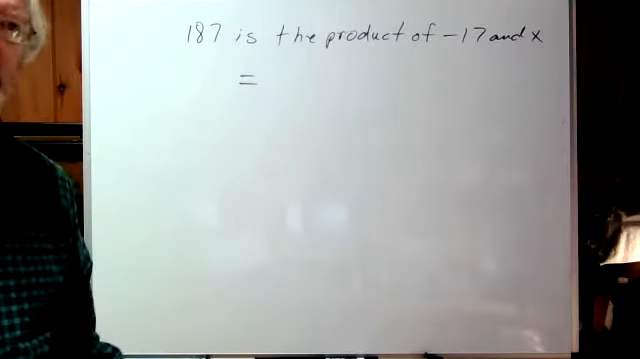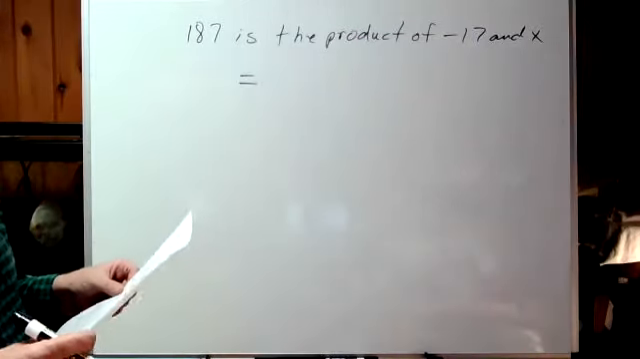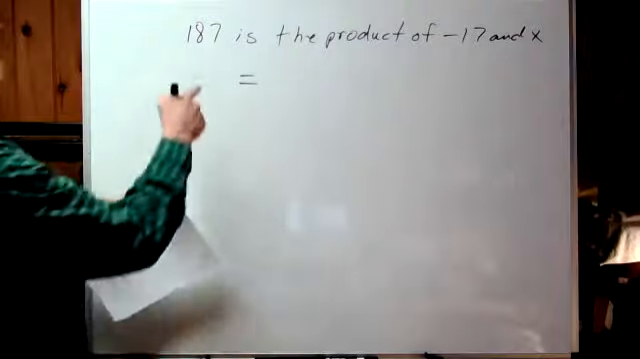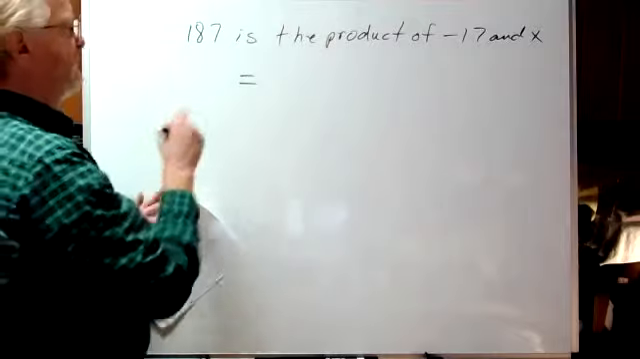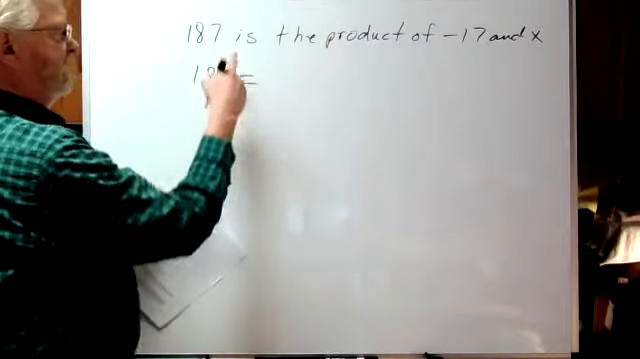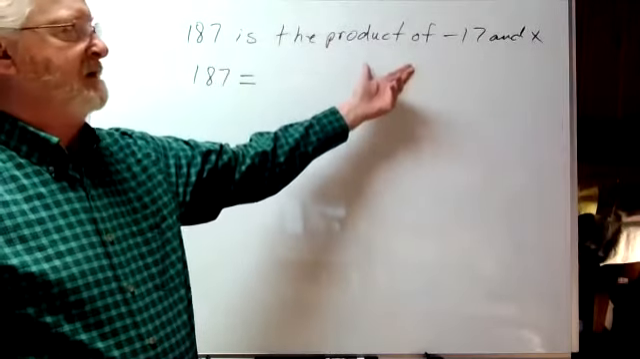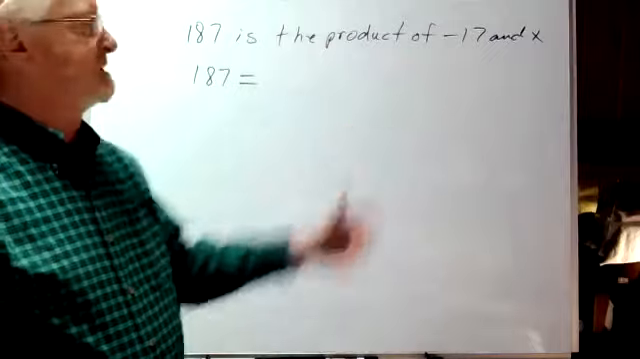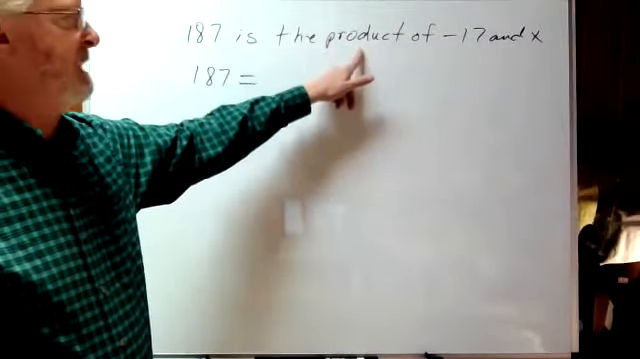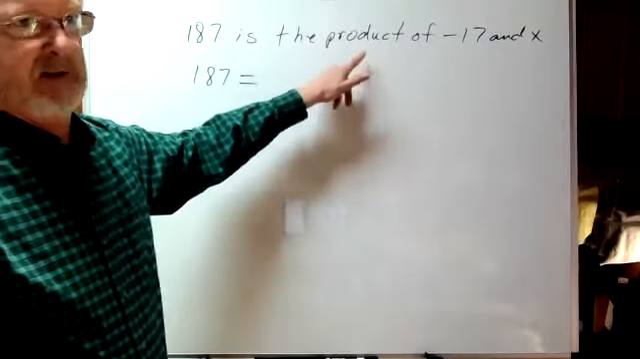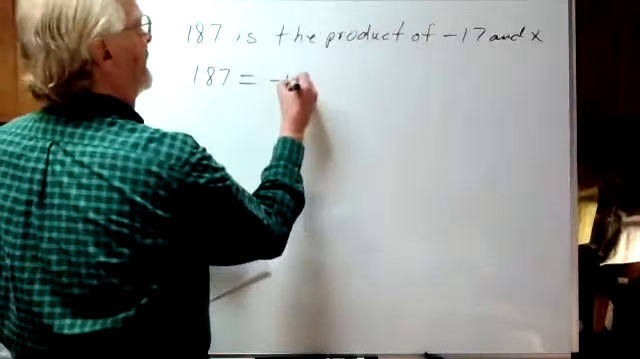We will be asked to write the equation based on this information and then usually solve it. So not much to do. It's kind of which side of the equal sign is this stuff on? So here's 187 is, and then what expression do you get for this other part of the sentence? The product. That implies a certain operation, right? Product is multiply. Multiply -17 and x. -17x.